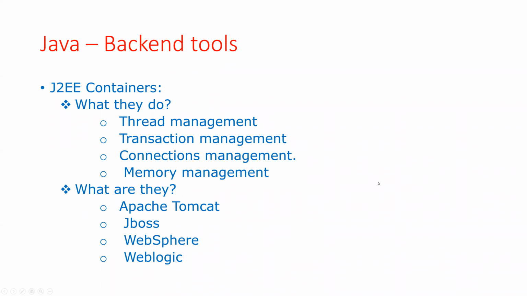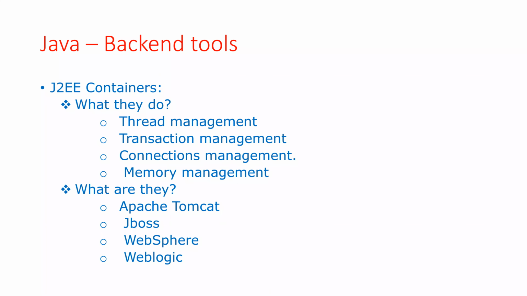Okay, so J2EE containers are the core of Java programmers these days. They are going to maintain the threads and transactions and connections and memory. In other traditional programming languages, for example C and C++, these things are not available, and the programmers have to make sure these things are developed by themselves from scratch.